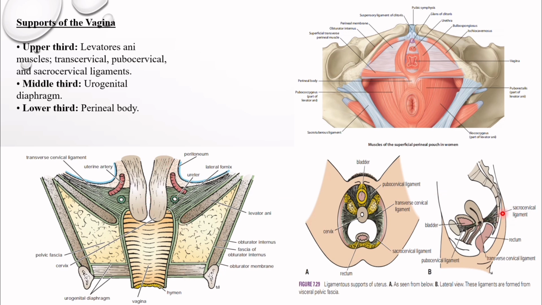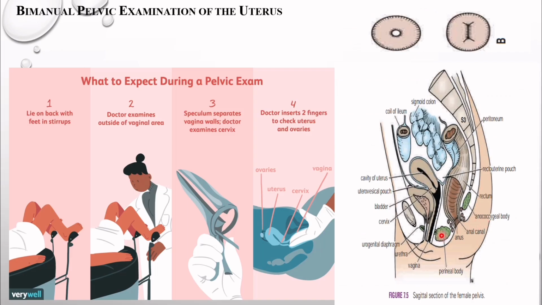Then we have the sacrocervical ligament here, then the pubocervical ligament here. You can also see them here. Then we have the perineal body here. That's the upper third. Then the middle third, we have the urogenital diaphragm supporting the vagina. Then the lower third, we have the perineal body. I think I showed you this one, the perineal body supporting the lower third of the vagina.